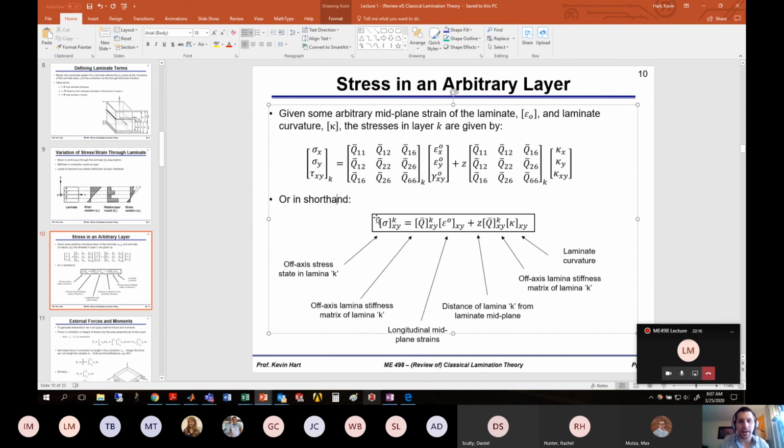Okay, so in shorthand, we write something like this, where we're representing 1x3 vectors and 3x3 matrices appropriately. Here we have the stresses in lamina K equal to the stiffness of that particular lamina multiplied by the strain in that lamina, the longitudinal strain, plus the location of that lamina in space multiplied by the stiffness, again, of that lamina K, multiplied by the curvature that we enforce in our particular lamina.